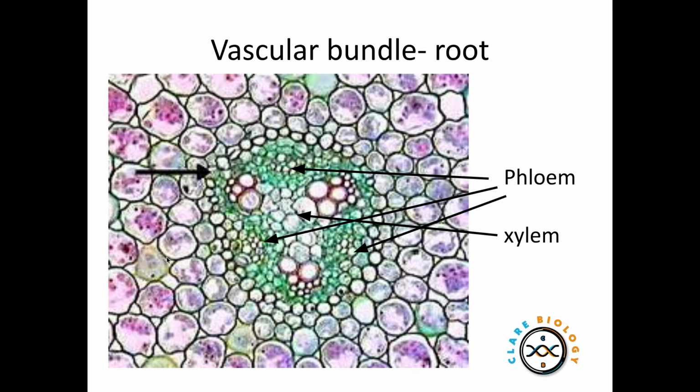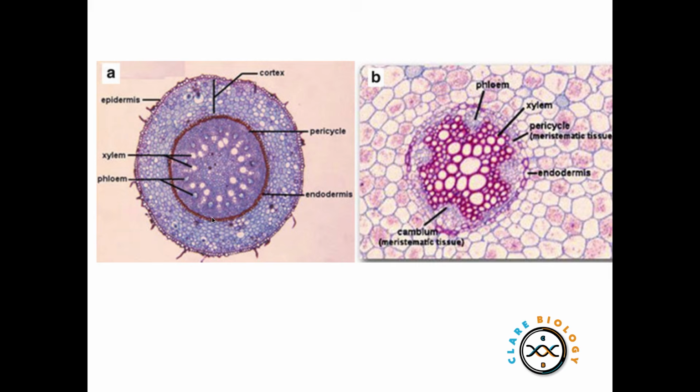The last one is the root. Now the xylem appears in either an X or a Y shape in the middle of the vascular bundle, and the phloem appears in between the branches of that X or that Y. Surrounding the vascular bundle here we have something called the endodermis, and the endodermis contains the Casparian strip, which is that waterproof barrier which changes the mode of water transport throughout the plant as it comes from the roots into the vascular bundle in the stem.